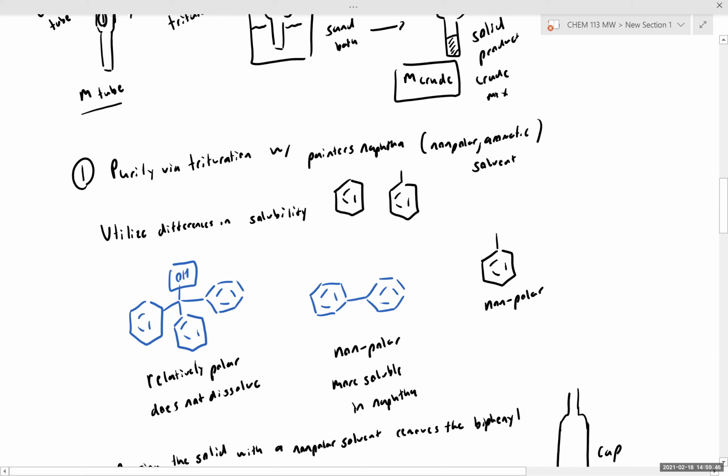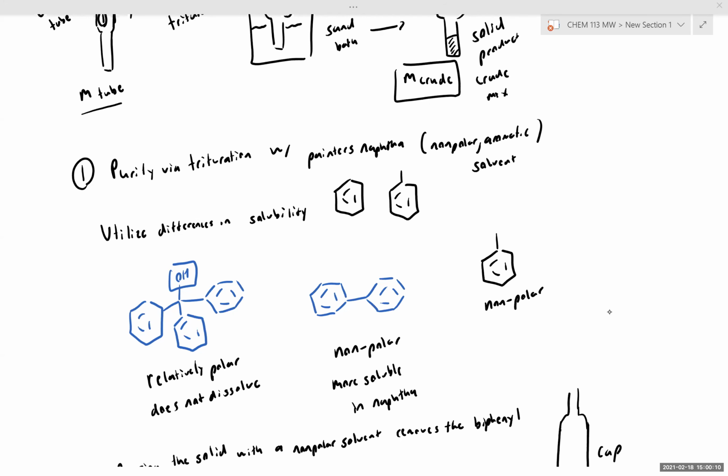It's a non-polar solvent, it can be aromatic as well. Painter's naphtha primarily contains hexanes and other long chain hydrocarbons. I'd like you to think of ligroin or painter's naphtha as a very, very non-polar solvent.